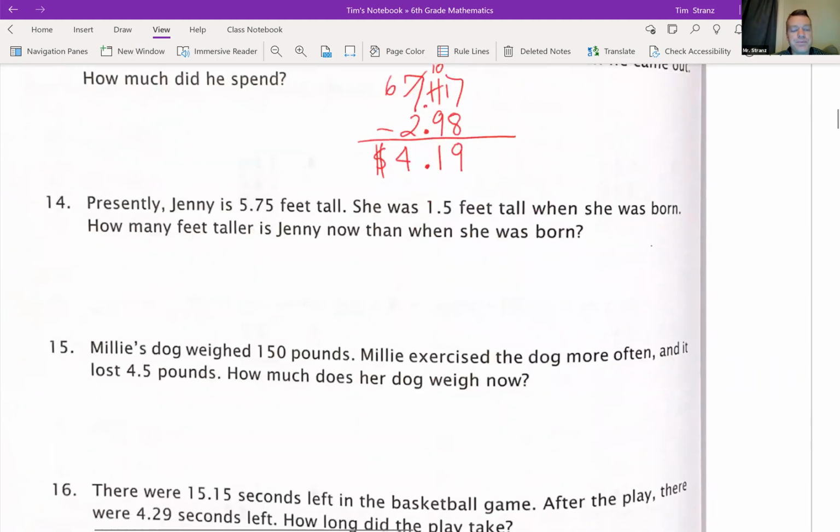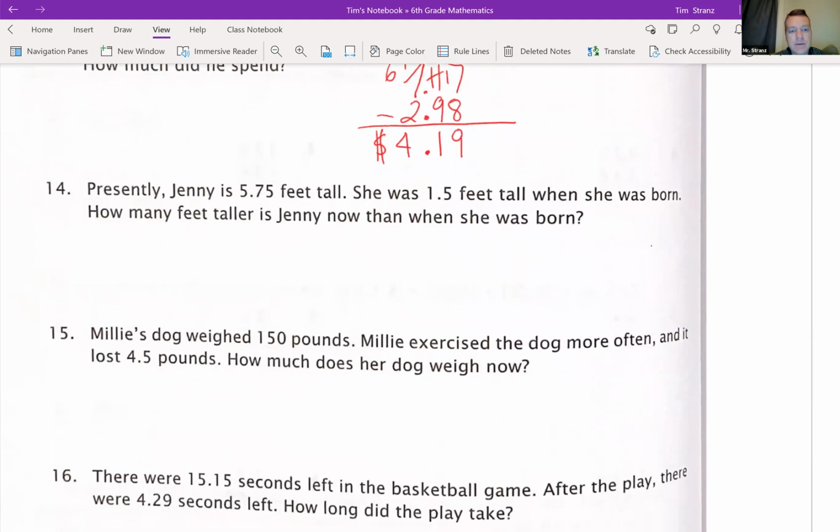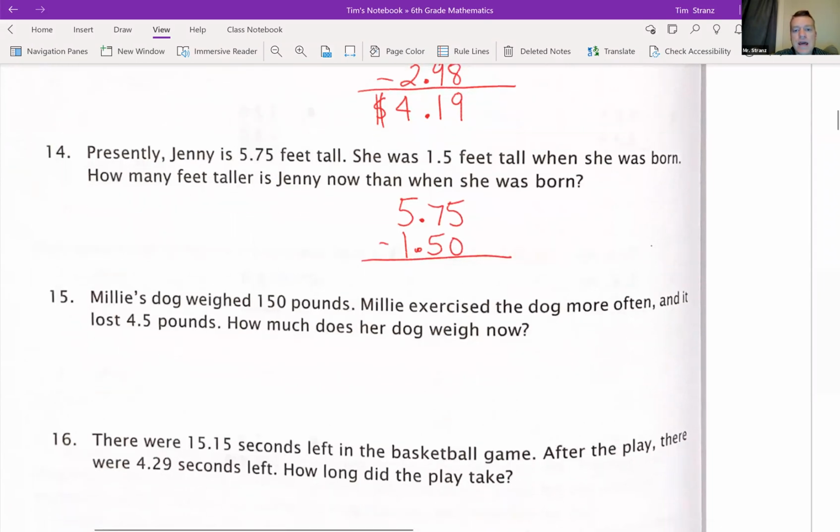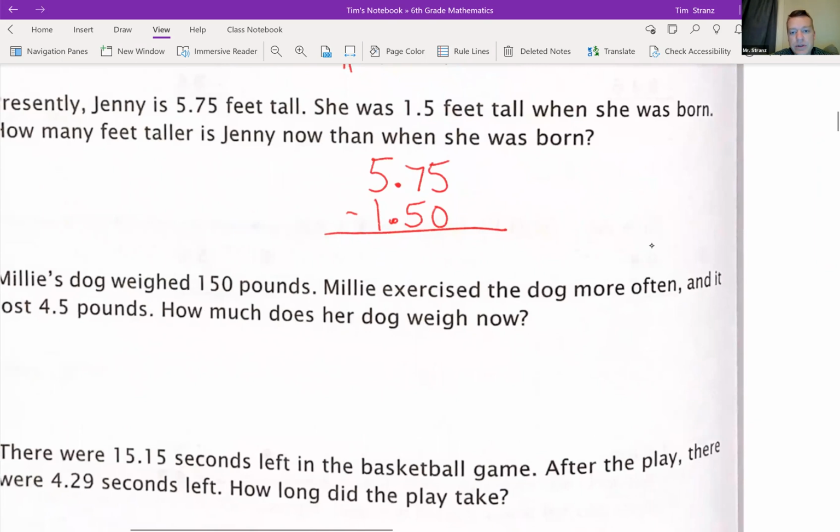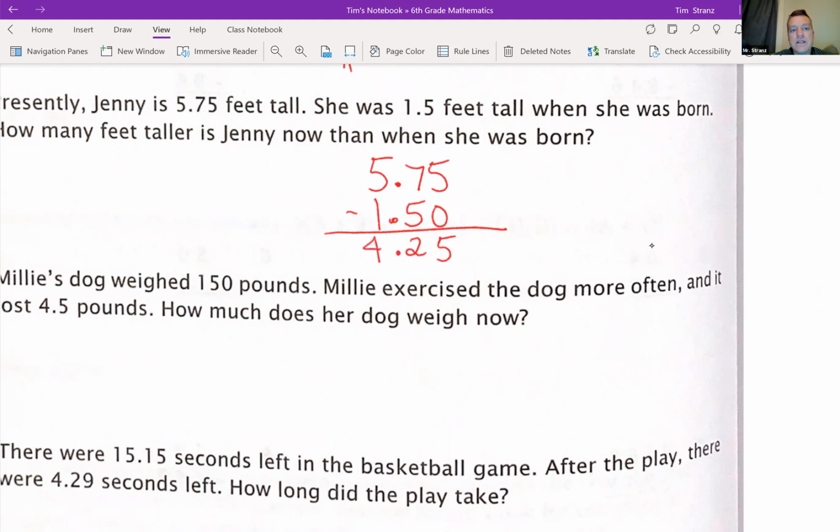Okay, 14. Presently, Jenny is 5.75 feet tall. She was 1.5 feet tall when she was born. How many feet taller is Jenny now? Okay, so if she is currently 5.75, and when she was born, she was 1.5, how much taller now? 5 minus 0 is 5. 7 minus 5 is 2. Decimal. She is 4.25 feet taller.